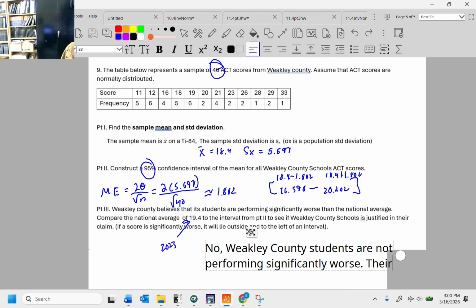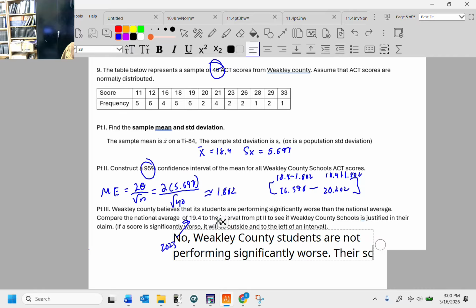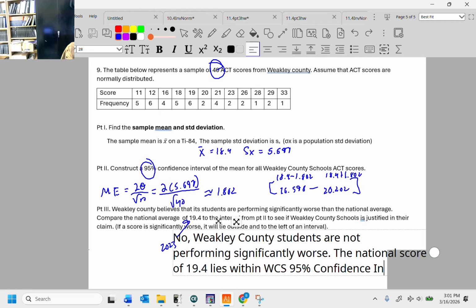So the national score of 19.4 lies within Weakley County Schools' 95% confidence interval. Now, had that 19.4 been something like 20.9, Weakley County Schools could have made that claim.